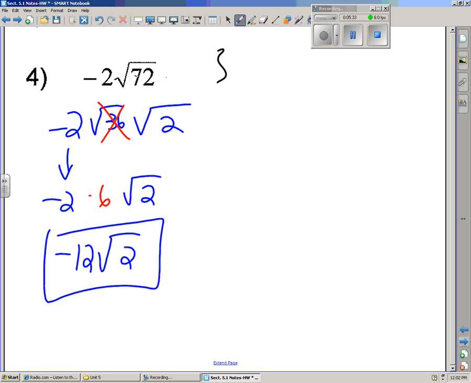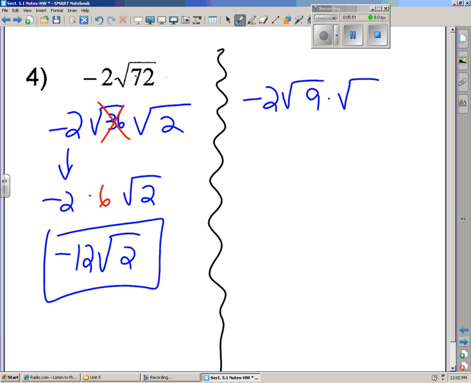I want to do this a different way because most people, when they think about 72, they think about 9 being the perfect square that goes into it. And I'm going to show you how you can use 9, but you'll have to keep going even further to get to the final simplified form. So if we take negative 2 root 72, we can make it negative 2 root 9 root 8. Negative 2 comes down. The square root of 9 is 3. Root 8 comes down. This becomes negative 6 root 8.